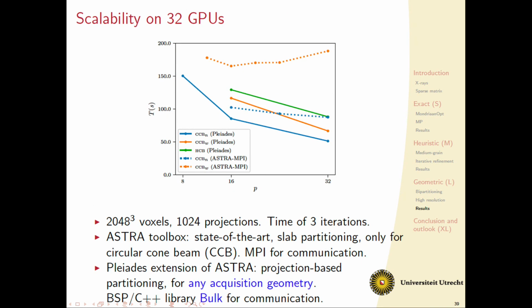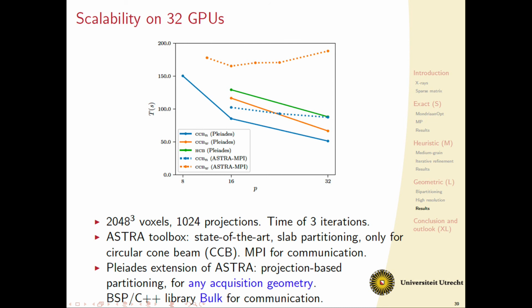Okay, so this does work well. So we compared this to Astra, which is a state-of-the-art parallel tomographic reconstruction package. Astra only uses slabs, and it can only be used for the most simple geometry of the scanner, and that's the circular beam, the circular cone beam. Astra employs GPUs, and it uses MPI for communication.